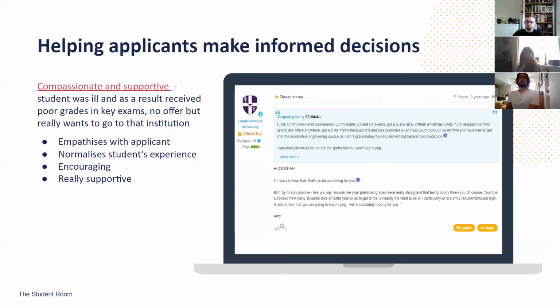And I think you've got to emphasize in these moments that it's absolutely fine to not get what you want. It's totally normal and it's actually just part of the journey. And I think they've done that really well. On to the next slide, please.